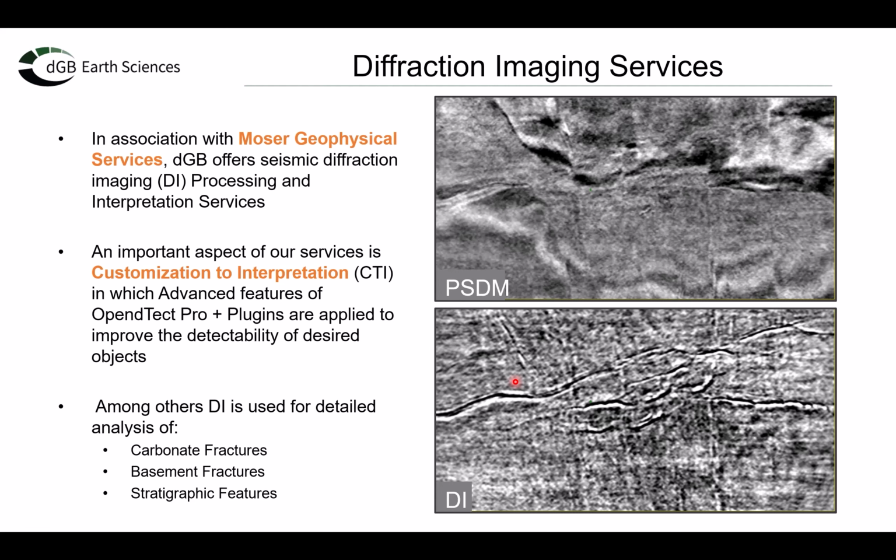The technology developed by Jan and his colleague Mike Pellissier is also integrating interpretation services. They call it customization to interpretation, and they use the processing and they tune it in such a way that you see the optimal results from an interpretation perspective. This type of technology is ideal for detecting fractures in carbonates, in basements, and in stratigraphic features, to highlight these as well.